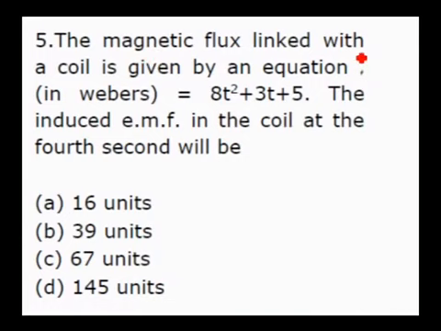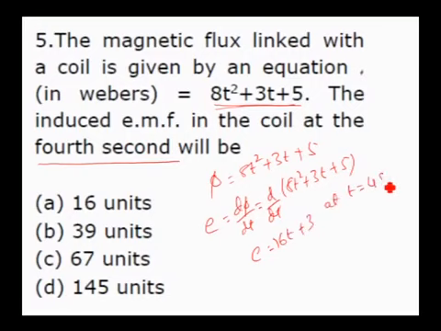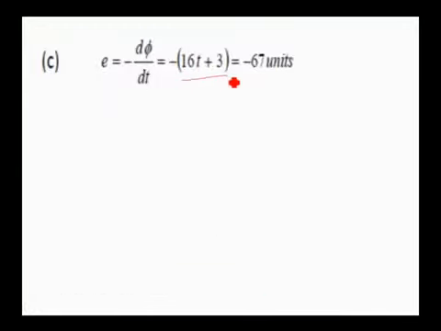We have one more expression: magnetic flux linked with the coil is 8T square plus 3T plus 5. So phi is equal to 8T square plus 3T plus 5. You want to find out the EMF induced in the fourth second. E is equal to d phi by dt, that is differentiating 8T square plus 3T plus 5 with respect to time. You get 16T plus 3. At T equal to 4 seconds, you have to substitute T as 4: 16 into 4 plus 3. It is 64 plus 3, and EMF is equal to 67 units. This is option C. Differentiating and substituting time as 4 seconds.